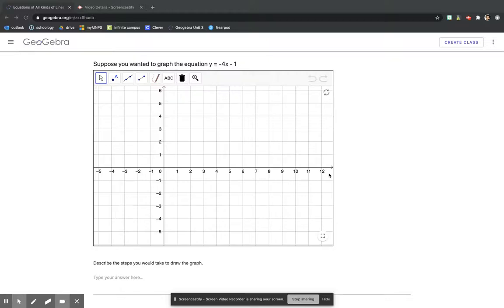Okay, class, so in the second video, we are going to take a look at these examples of graphing the equation. This problem asks us to graph the equation y equals negative 4x plus 1.